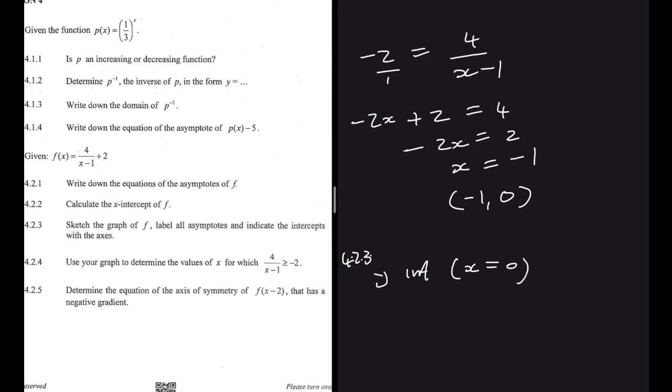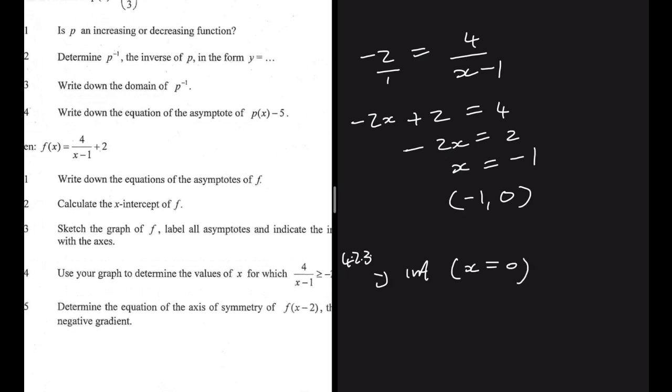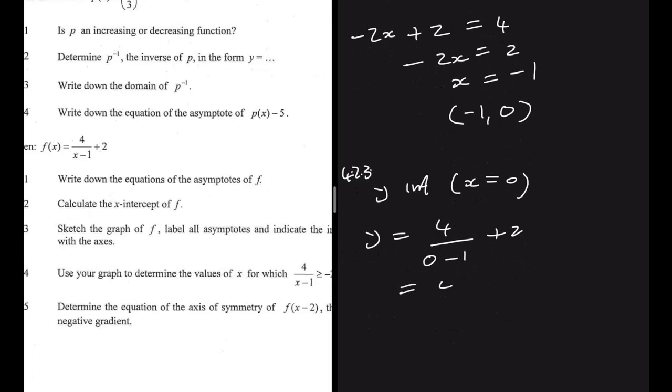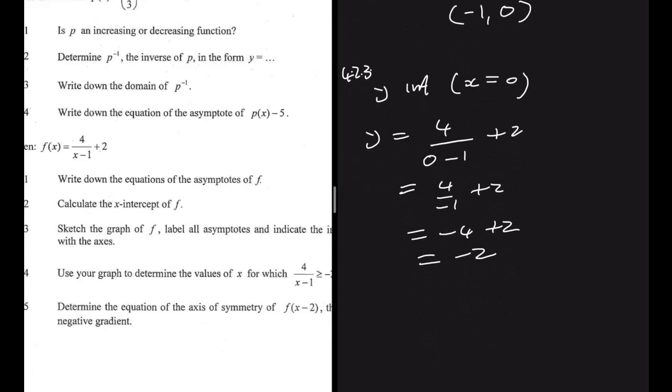So let's go ahead and find the y-intercept so that we can sketch our graph and indicate all that we are required to, right? So we're going to have y being equal to 4 divided by, now x is 0, minus 1 plus 2. So we have 4 divided by minus 1 plus 2. This is minus 4 plus 2, which is equal to minus 2, right? So the coordinate for our y-intercept is x equals 0 and y equals minus 2. Right, so now we have the asymptotes, we have the intercepts, we can sketch our graph.